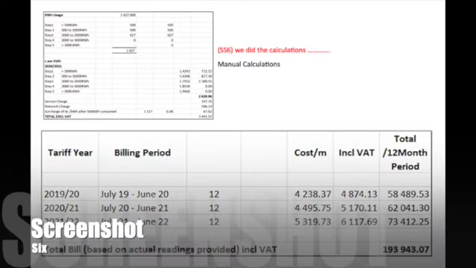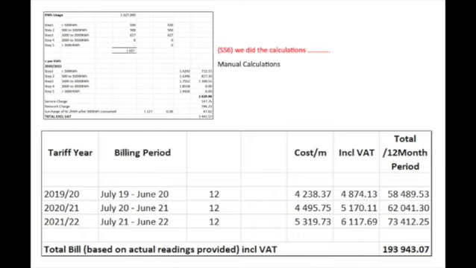We did a calculation based on the consumption. We did the calculation according to the months, according to the tariffs for the 2019-20 period, 2020-21 period, 21-22 period, and you'll see that on the screenshot. And the actual amount due is 193,943, assuming that no payments were made, versus the 259,715.90 that council billed, which is a rather large difference.